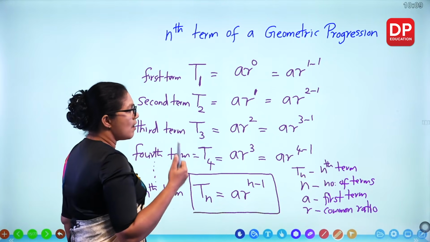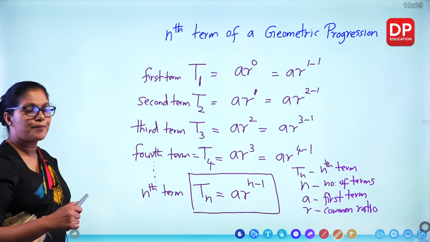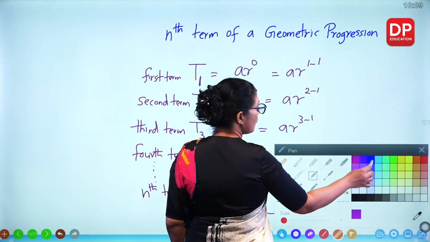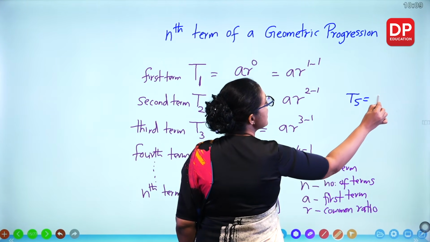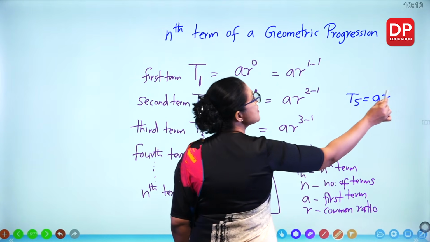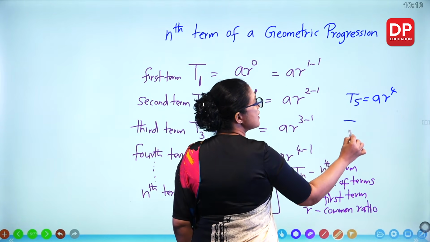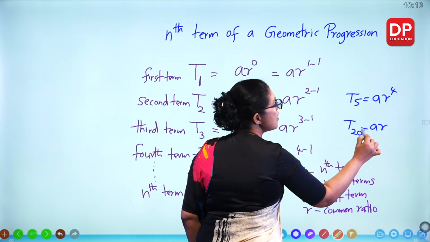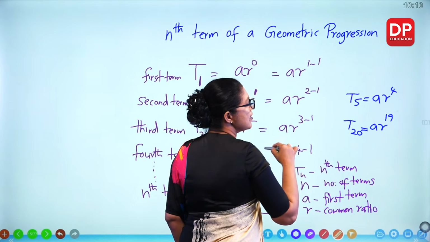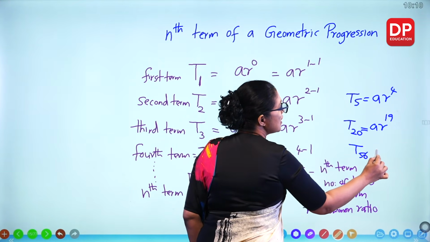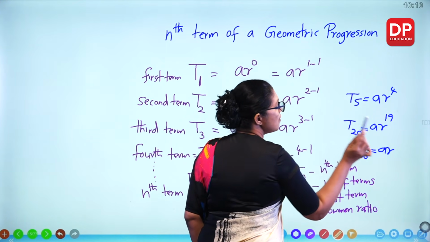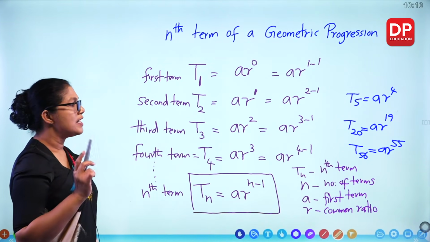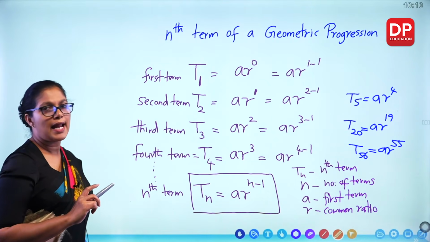So when you take the fifth term, that's T5. So what is the fifth term? T5 becomes A R to the power 5 minus 1, which is 4. The 20th term T20, how can I write? A R to the power 20 minus 1, 19. T56 is A R to the power 56 minus 1, 55. So always you need to subtract 1 from n.